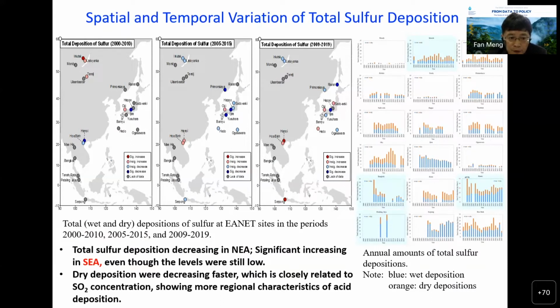For sulfur deposition, including dry and wet deposition, there is a significant decrease in most of the region, but in Vietnam and Indonesia, there is some increase. Even though the level is still low, it needs more attention. For dry deposition, on the right chart, the orange one is dry deposition and the blue one is wet deposition. You can see the dry deposition decrease is actually faster, which is directly linked to the sulfur dioxide decrease.